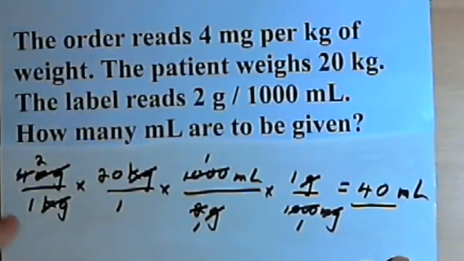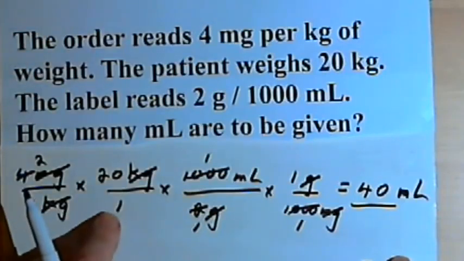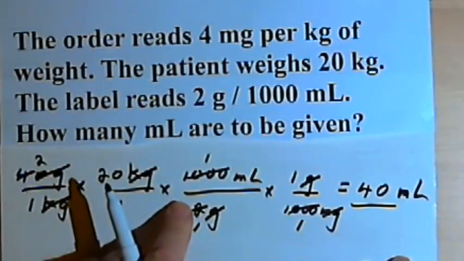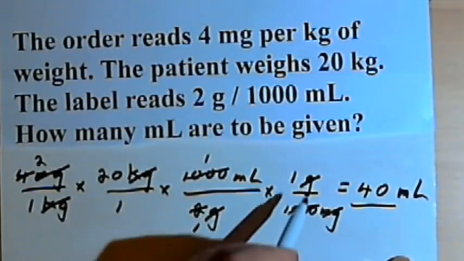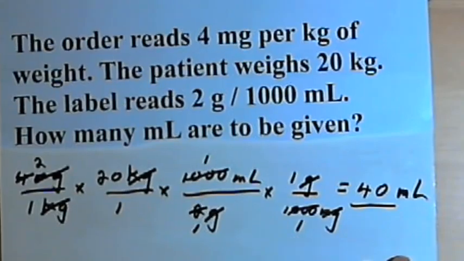We got it by multiplying the order by the patient's weight, by the on-hand information, by the conversion we needed because we had both grams and milligrams. Okay?